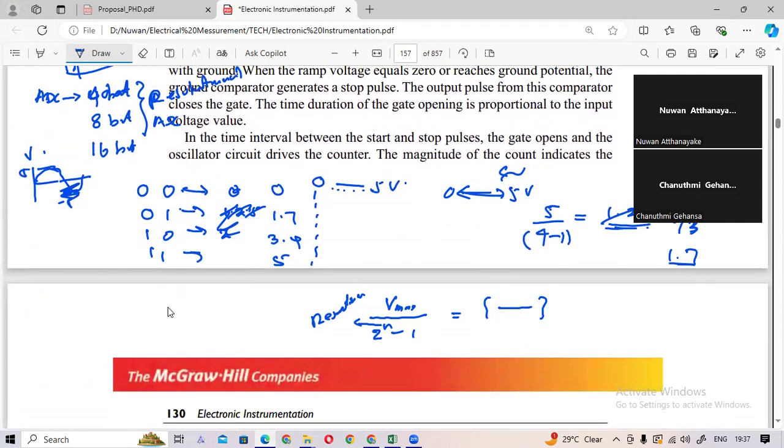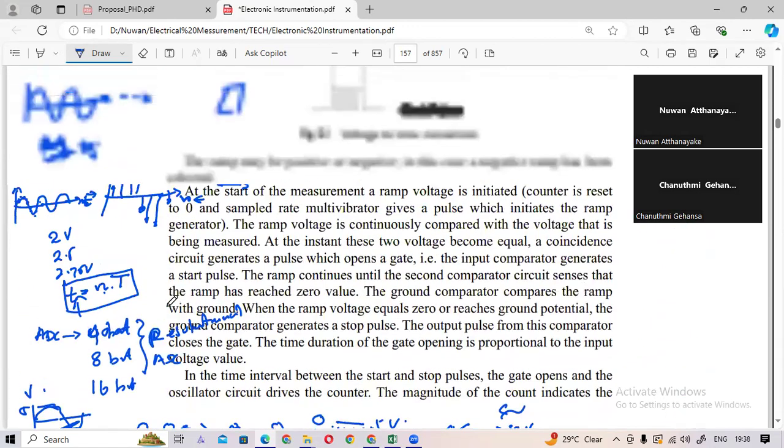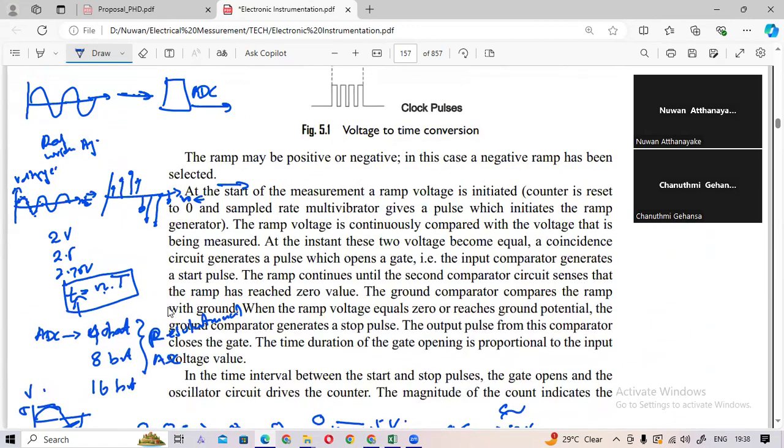For example, if you have a 0.001 voltage value, you have to approximate it to 0. If you have 1.69, you have to approximate it to 1.7. So you have to approximate. That approximation is referred to as quantizing.